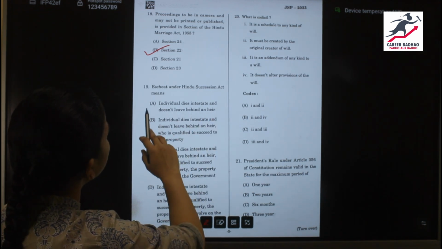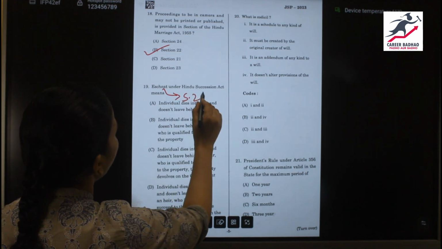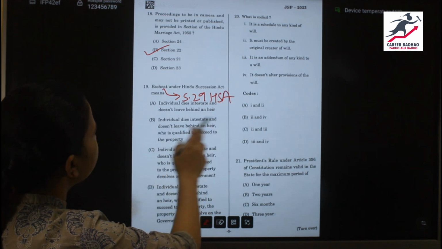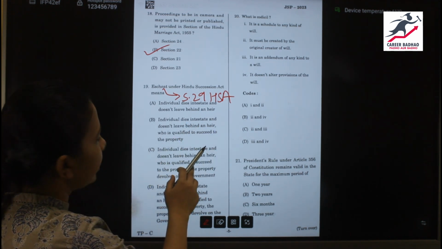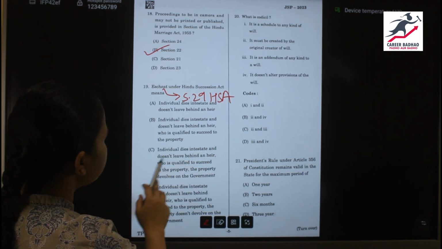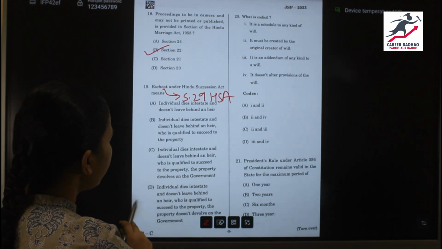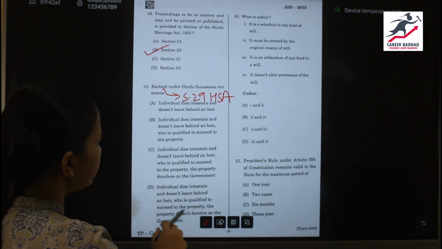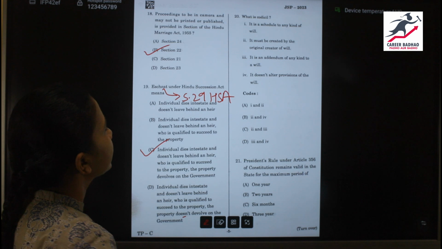Escheat under the Hindu Succession Act is dealt with under section 29 of the Hindu Succession Act. The options are: A. Individual dies intestate and doesn't leave behind an heir. B. Individual dies intestate and doesn't leave behind an heir who is qualified to succeed to the property. C. Individual dies intestate and doesn't leave behind an heir who is qualified to succeed to the property; the property devolves on the government. D. Individual dies intestate and doesn't leave behind an heir who is qualified to succeed to the property; the property does not devolve on the government. So here option C is the correct answer.